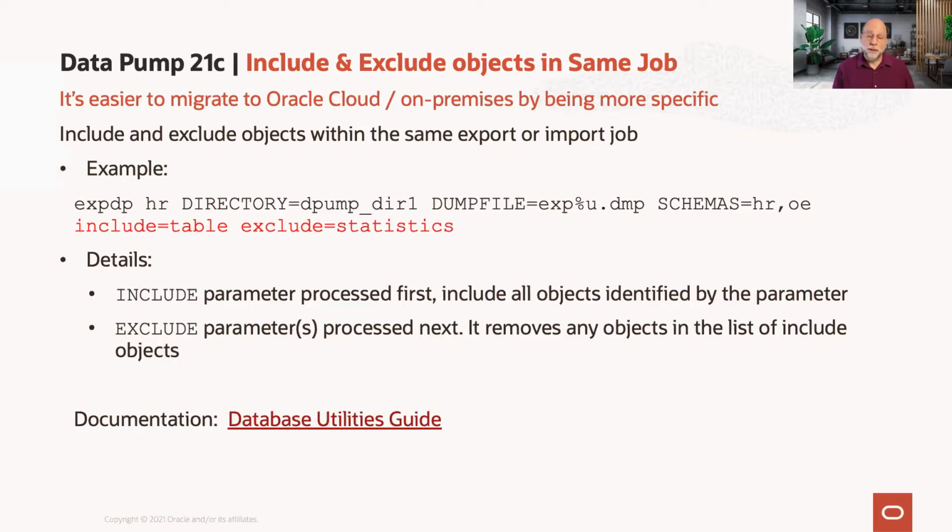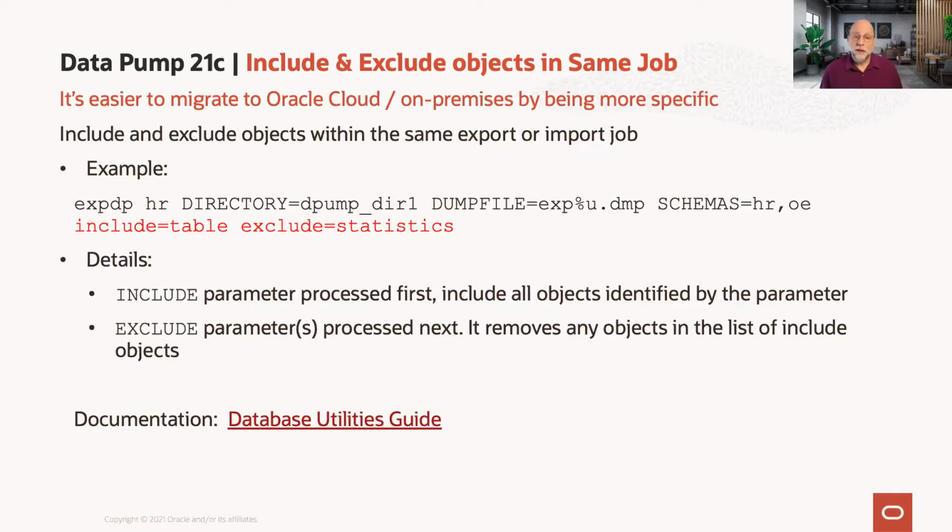You couldn't do that with Data Pump because the include and exclude, while they're very powerful, up until now could not be mixed in the same command. Now you can do that starting with 21. You could do what we have here: include a table, but exclude statistics, for example.